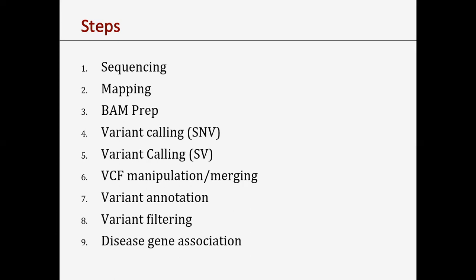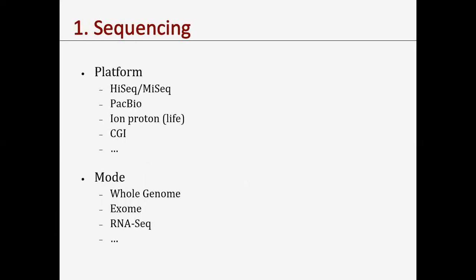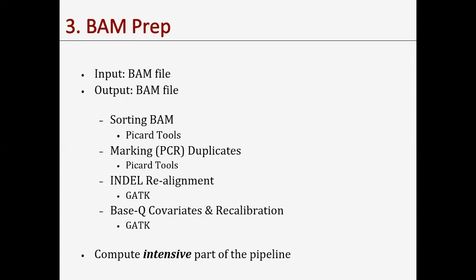Suppose you assume that in the proband your variant could be heterozygous or homozygous. So you can filter the variants based on that information as well. Once we have that, then comes the annotation, filtration, and disease gene association. For the sequencing, there are different platforms: HiSeq, MiSeq, PacBio, IonTorrent, CGI, and all. And there are different modes of sequencing you can do, for the whole genome, exome, and RNA-seq, and all.